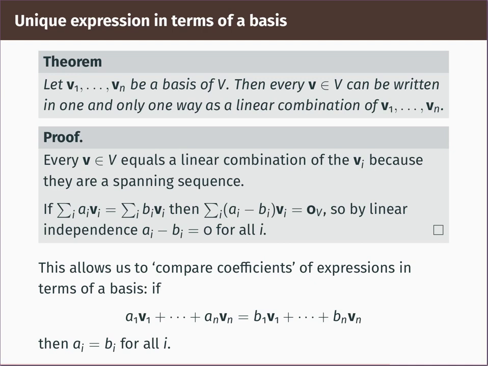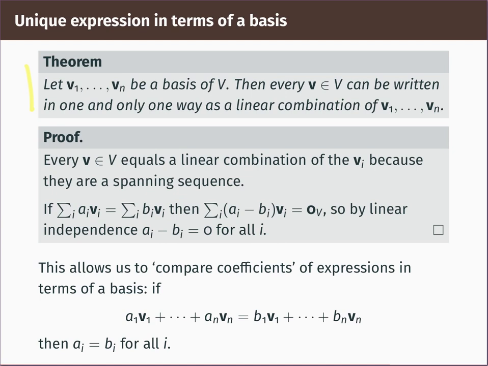So here's one of the useful properties that bases have. If you have a basis v1 up to vn of a vector space V, then every element of V can be written uniquely, so in one way and in only one way, as a linear combination of v1 up to vn. Before we talk about why this is useful and what it's telling us about the meaning of a basis, let's just do a quick proof.